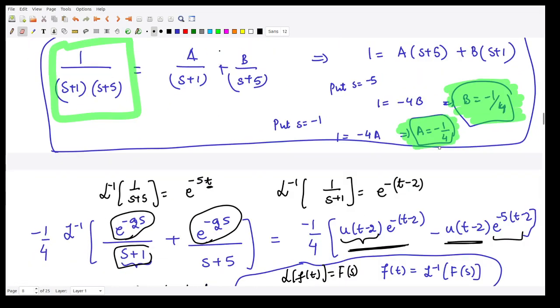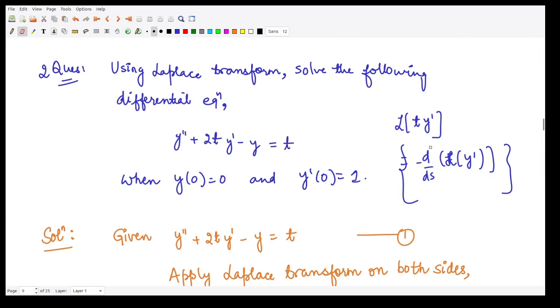Let us have a look at our next question. It says to solve the following differential equation. Now this is a differential equation where the coefficients are not constant. This term is being multiplied by 2t here. Here y is your dependent variable and t is the corresponding independent variable. So in order to solve this equation, we have to use this property of multiplication with t.